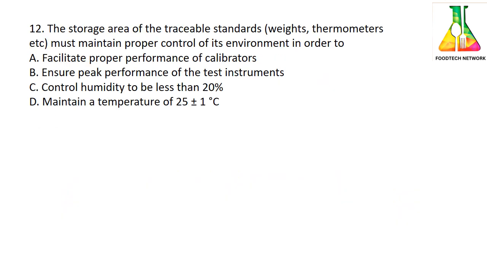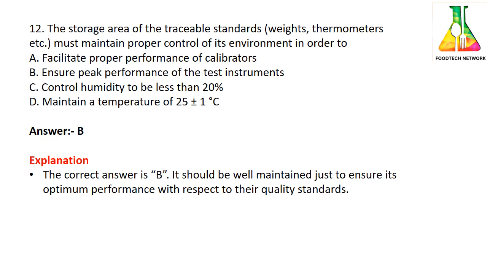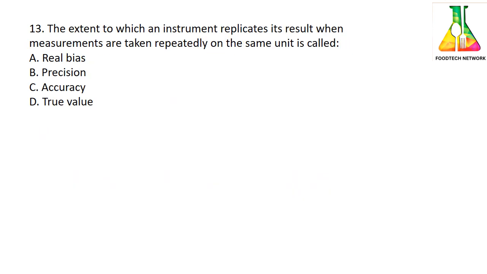Question 12. The storage area of the traceable standard must maintain proper control of its environment in order to: option A, facilitate proper performance of calibrators; option B, ensure peak performance of the test instruments; option C, control humidity to be less than 20%; and option D, maintain a temperature of 25 plus or minus 1 degree Celsius. So the correct answer is B, that is, it ensures the peak performance of the test instruments, just to maintain the quality standards.